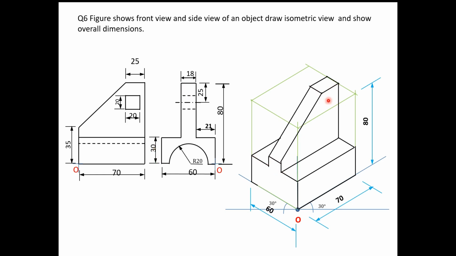Now next, what is remaining? Semicircular portion is remaining and hole is remaining. So if you see here, this is how much? 60. So this radius is 20. So what is remaining? This is 40. So 10 mm from this, 10 mm from this. Next, from this, the center is 25, and this is 20 mm length.